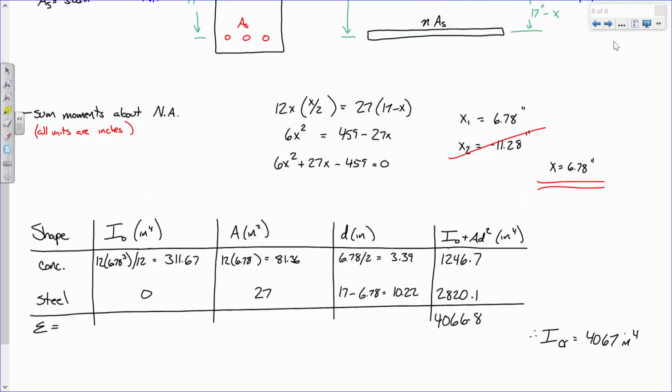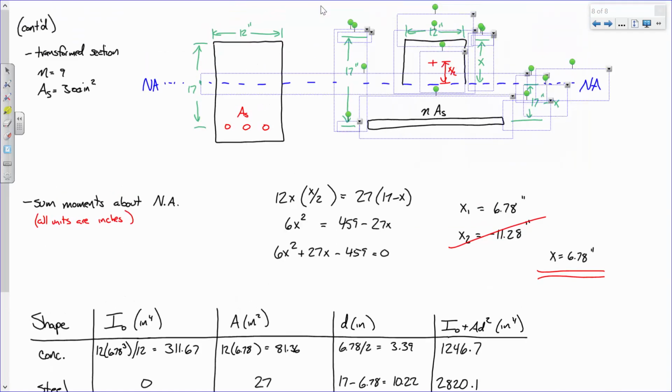Now I'm going to copy this image over up here because I'm kind of lazy, but you don't have to. I'm going to go on to the next panel.